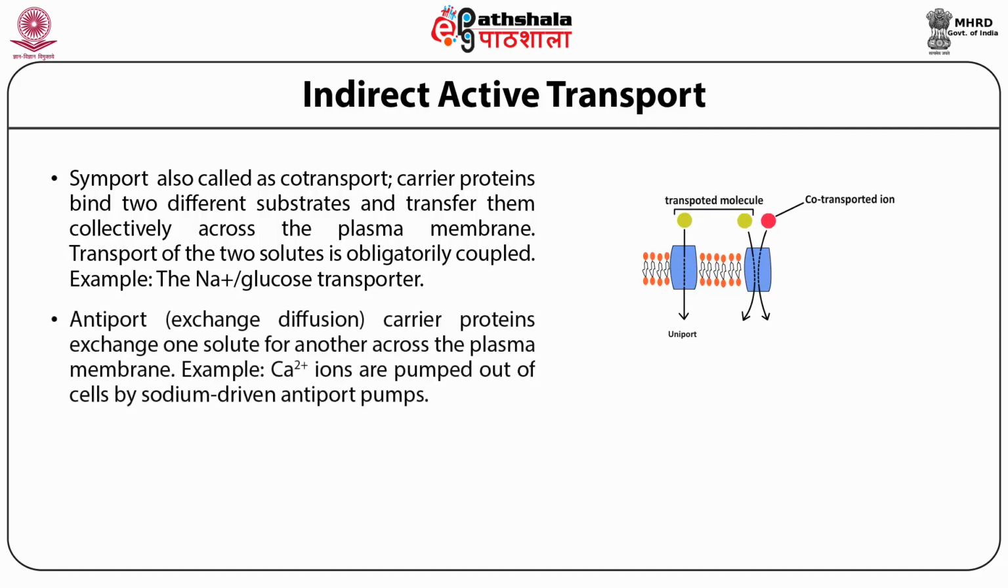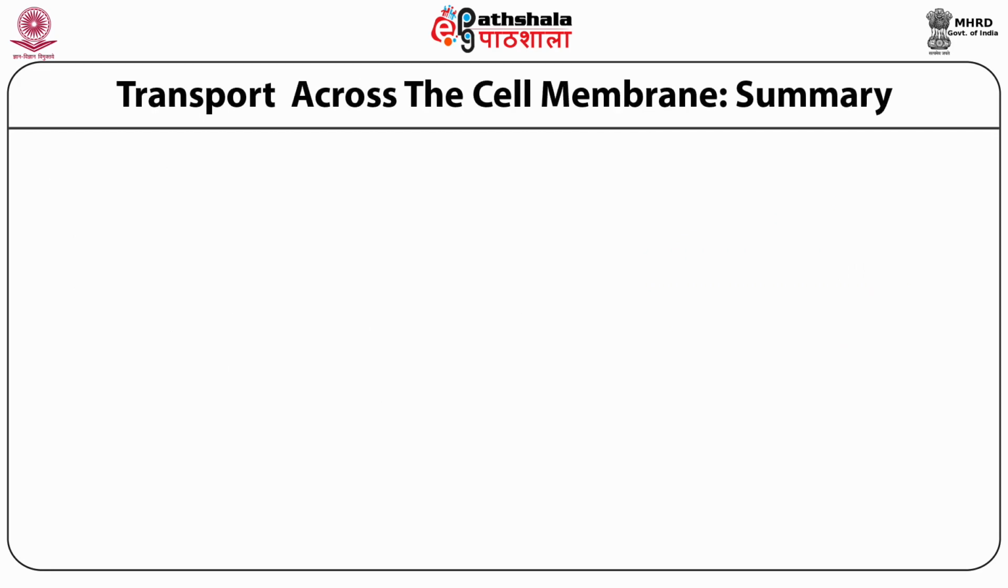Second one is antiport, also known as exchange diffusion. This antiport carrier protein exchanges one solute for another across the plasma membrane. For example, calcium ions are pumped out of the cell by a sodium driven antiport pump. Below is the picture. You can see three types of transport across the cell membrane.